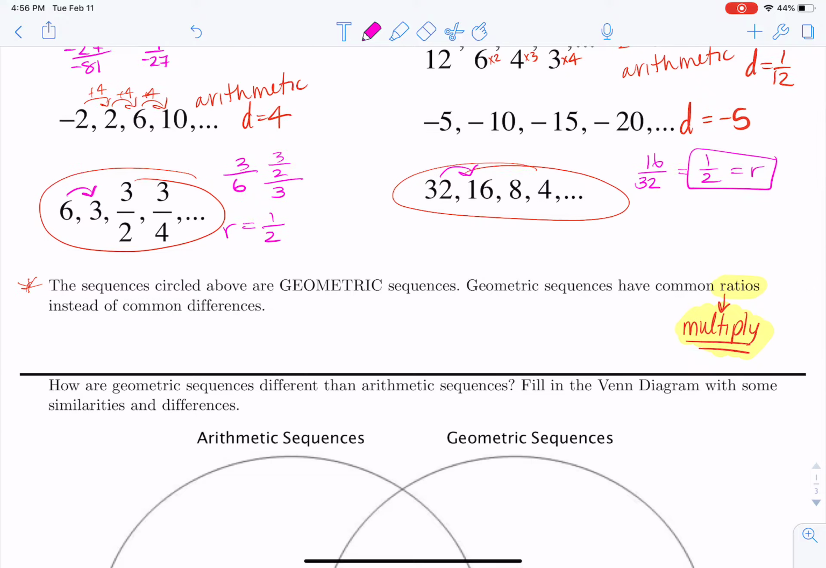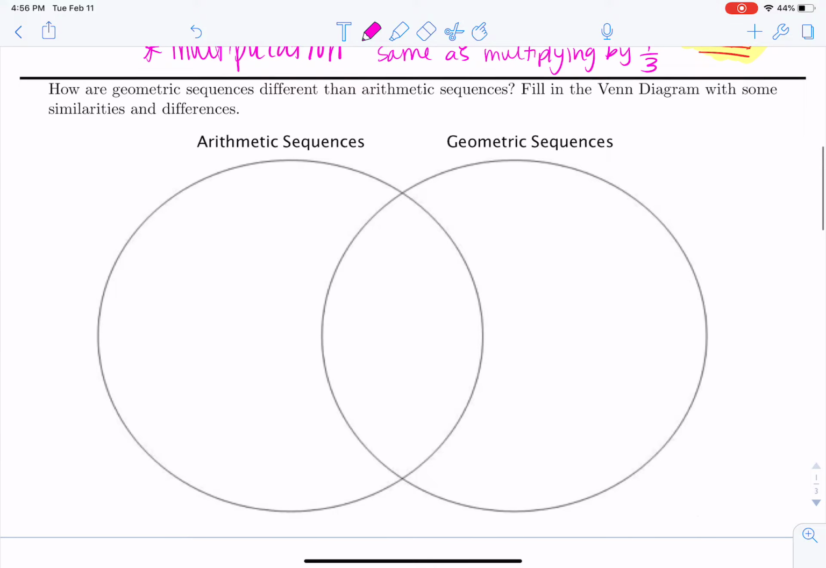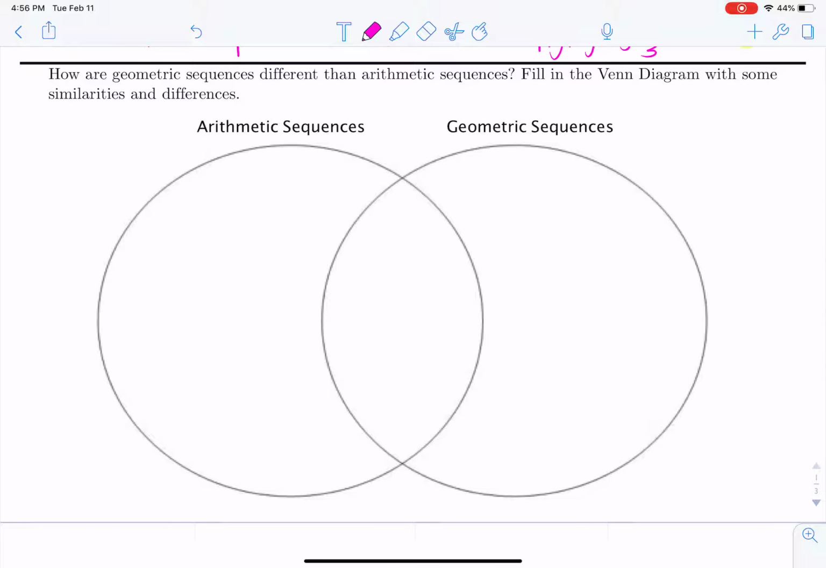So geometric sequences, a really important note about these common ratios is that we talk about them in terms of multiplication. So dividing by 3 is the same as multiplying by 1/3.